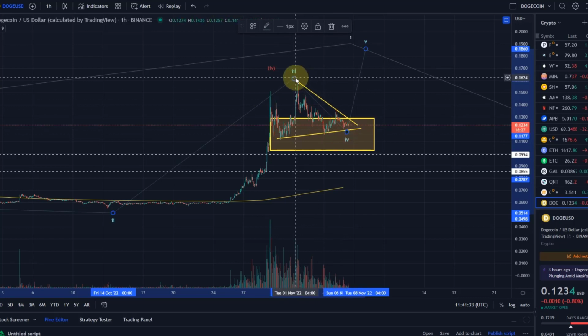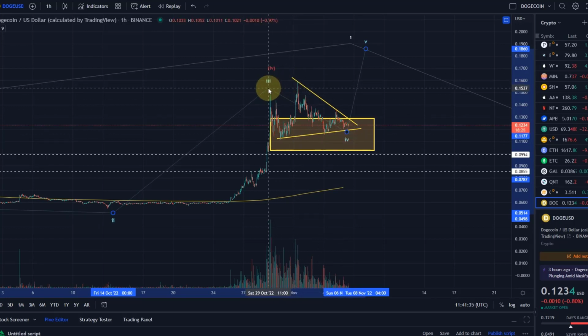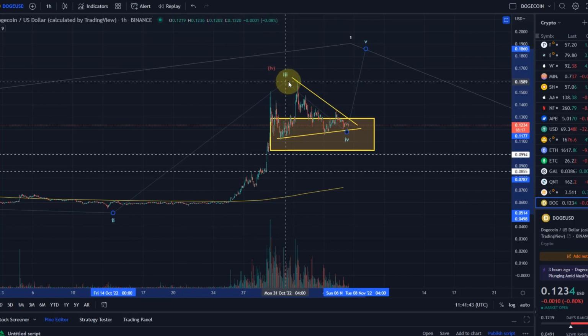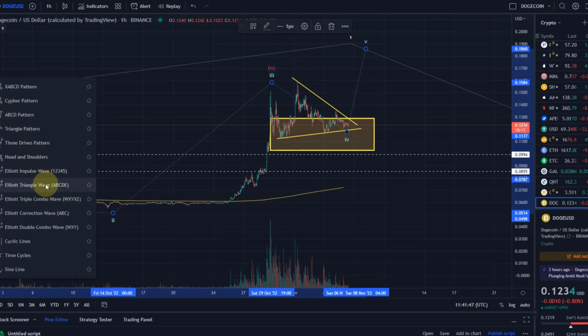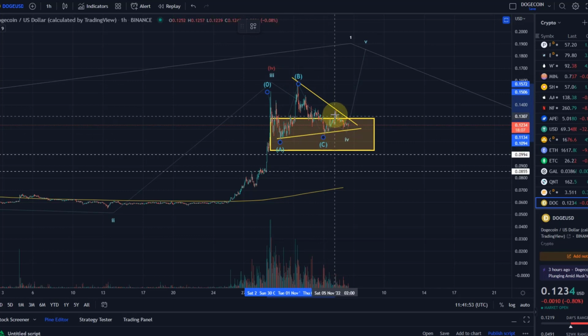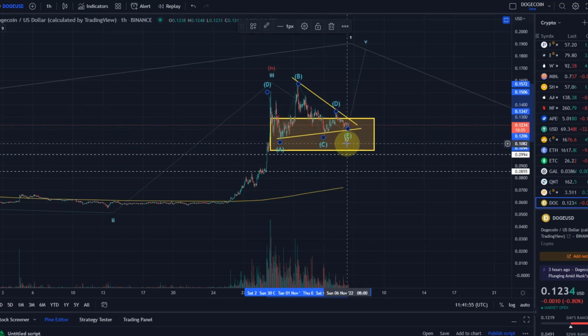I said in the previous video there are two possibilities. There are different interpretations of how this subwave can be counted of this possible third wave. We can either put the wave 3 here or here. And if we put it here, we can count this as a wave A, a wave B, a wave C, a wave D, and a wave E.